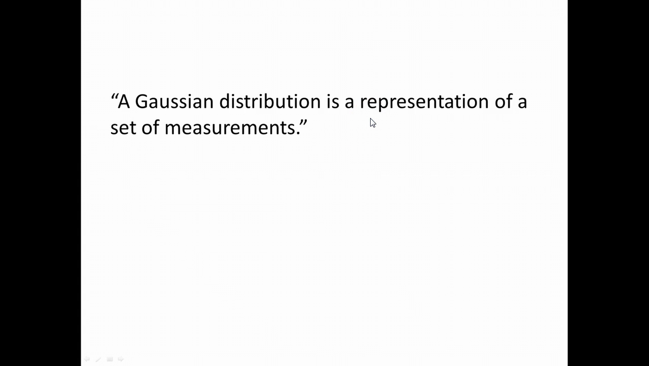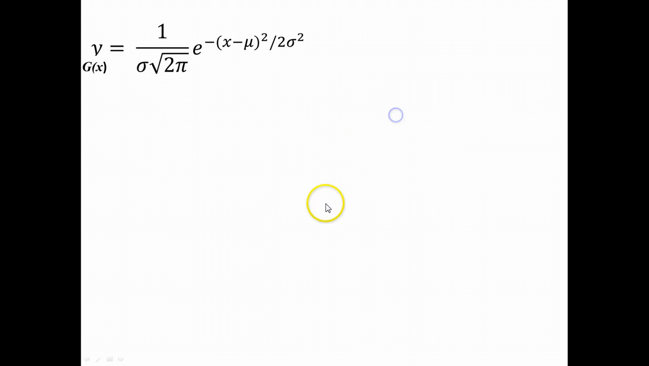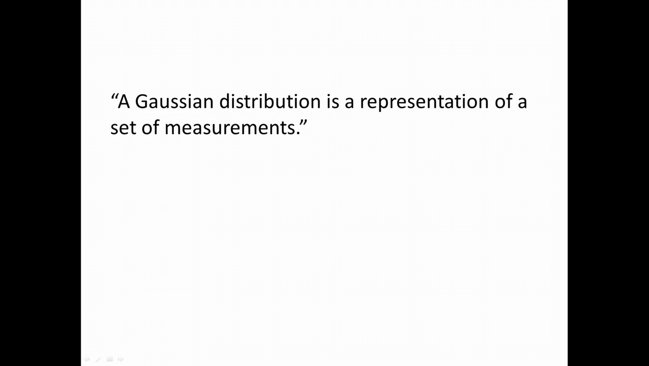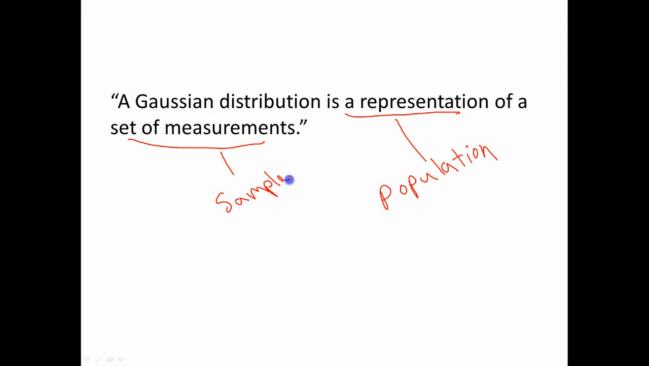Alright, so we talked about a Gaussian distribution being a representation of a set of measurements. This came from one of your POGIL questions, and one thing I really wanted to emphasize is that the Gaussian distribution is a representation of a population, right? And it represents a population based on a set of measurements. The set of measurements we call a sample. So the idea is that we want to take a number of measurements based on a sample, and then try to determine something about the overall population based on that.